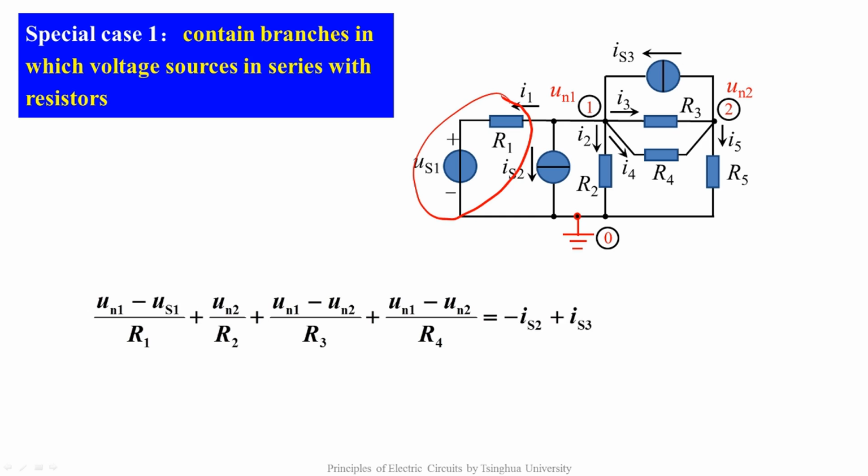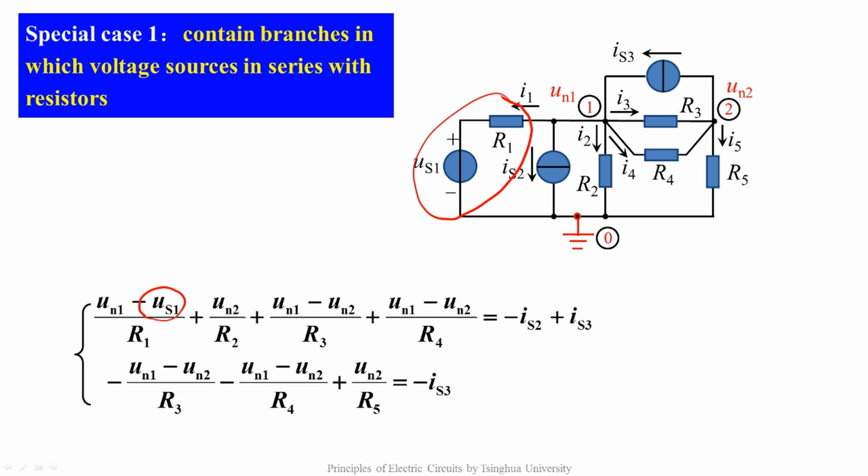Write the KCL equation for node 1. The current through this branch should be expressed as UN1 minus US1 over R1. And the other branches are exactly the same as what we've learned before. The branches connected to node 2 have no change, so the equation should be the same as before.